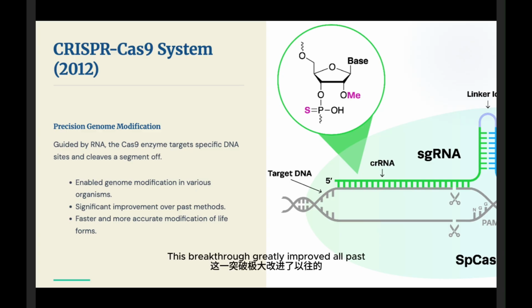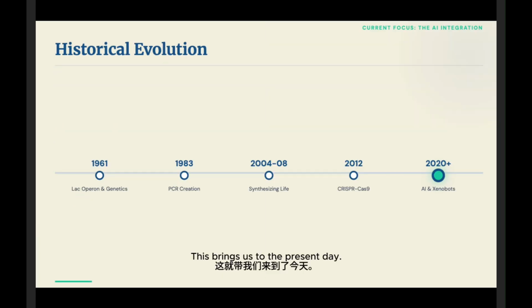This breakthrough greatly improved all past gene editing methods, making it significantly faster and much more accurate to modify living organisms. This brings us to the present day, as artificial intelligence and computational technologies have begun to flourish in recent years. They have been gradually integrated directly into synthetic biology techniques, leading to an entirely new classification of biological machines.